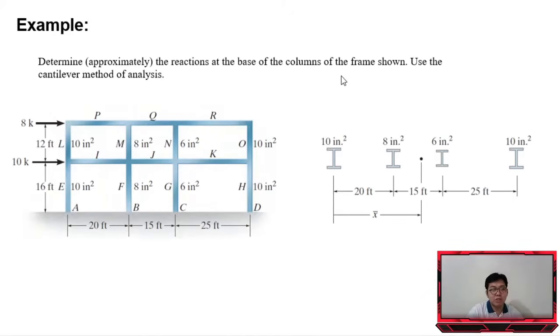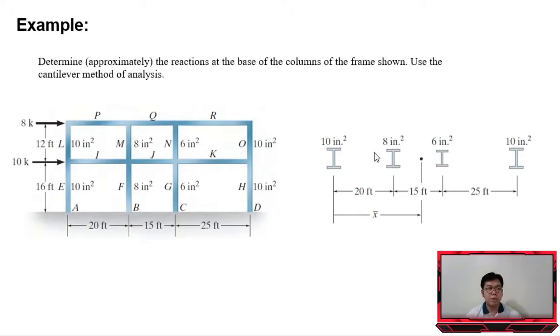So, hindi equal ha yung cross-sectional areas ng columns natin. Okay? From the figure, kung mapapansin nyo, yung column natin sa A, meron tayong 10 inch squared na area. Dito sa B, meron tayong 8 inch squared, 6 inch squared, at saka 10 inch squared. So, iba-iba yung areas yan, ha? Okay? Para mas makita niyo kung paano mag-i-impact yung areas natin.